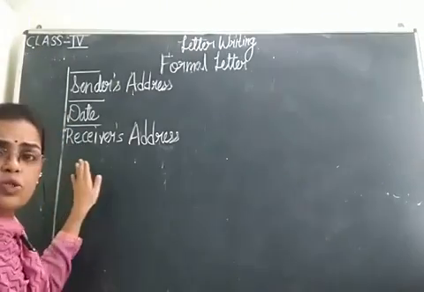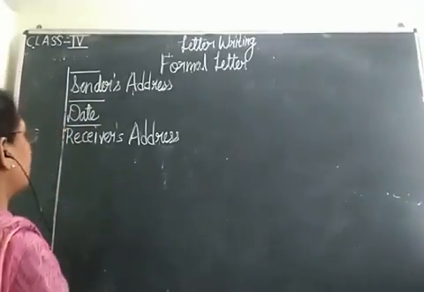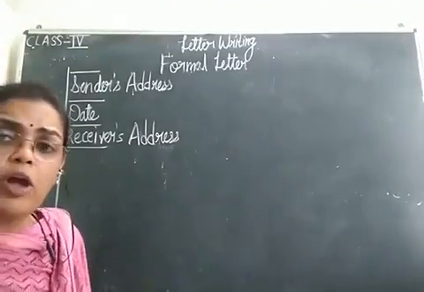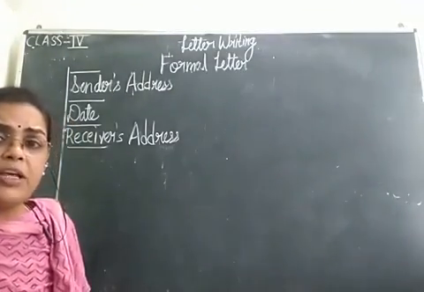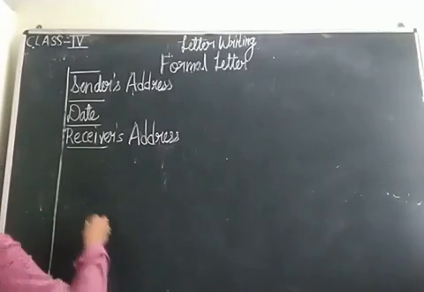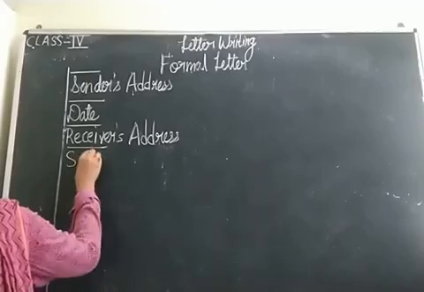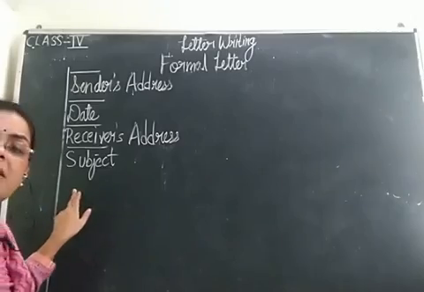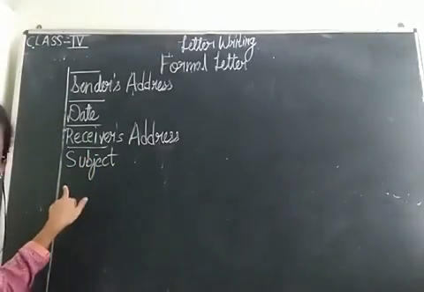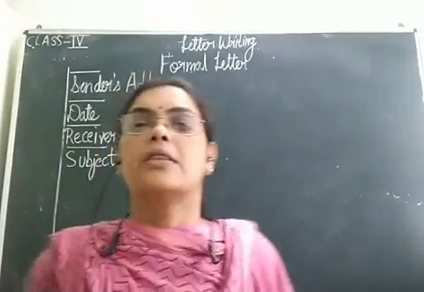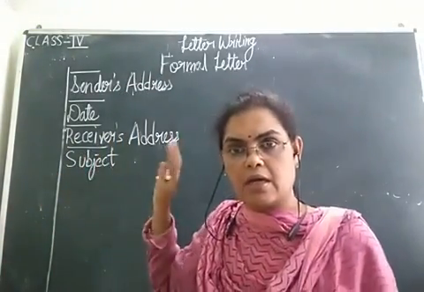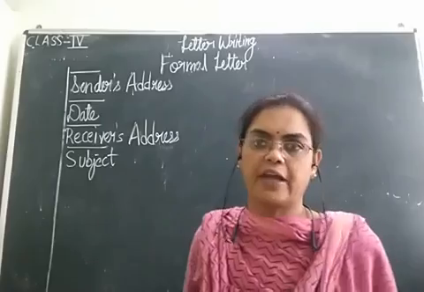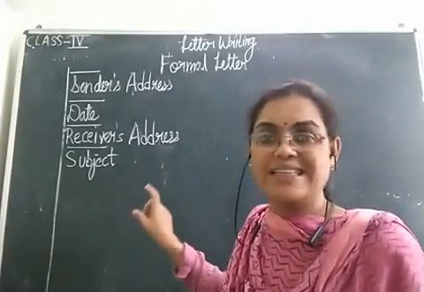Receiver means the person who is going to receive your letter. After that, again leave one line. Please keep in mind that wherever I am drawing a line, that is an indication for you to leave a line. Now after receiver's address, you write the subject. After writing the receiver's address, you have to leave one line and write the subject. Since we are writing the letter for granting us leave, our subject will be leave application. Fine. The subject should be very short and precise to the point.